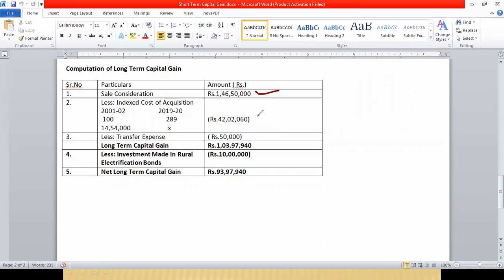Sale consideration minus indexed cost minus transfer expenses. So capital gain, long-term capital gain will be 1 crore 3,97,940. So everybody do till here. Okay. Till here everybody do. You should get this long-term capital gain, 1 crore 3,97,940.